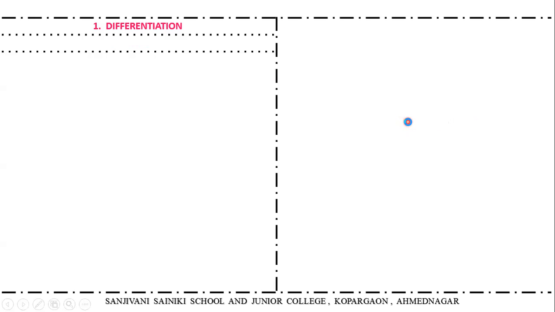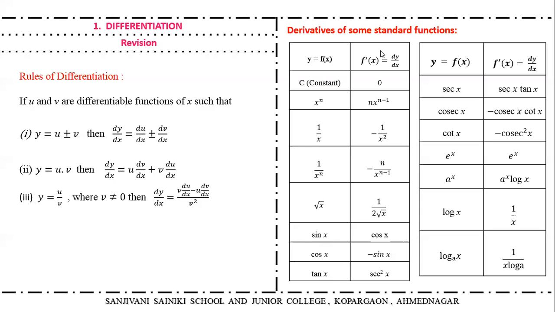The derivative of e raised to x is e raised to x. Always keep in your mind, e raised to x, its derivative is itself. Then the derivative of a raised to x is a raised to x log a. Then the derivative of log x is 1 upon x.